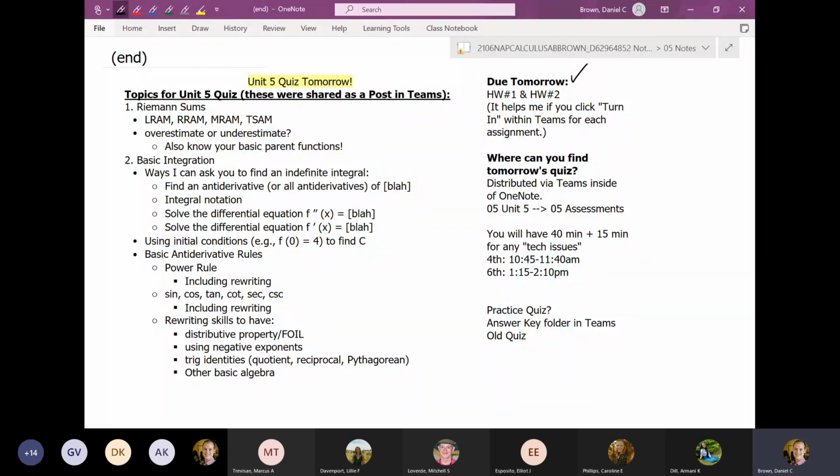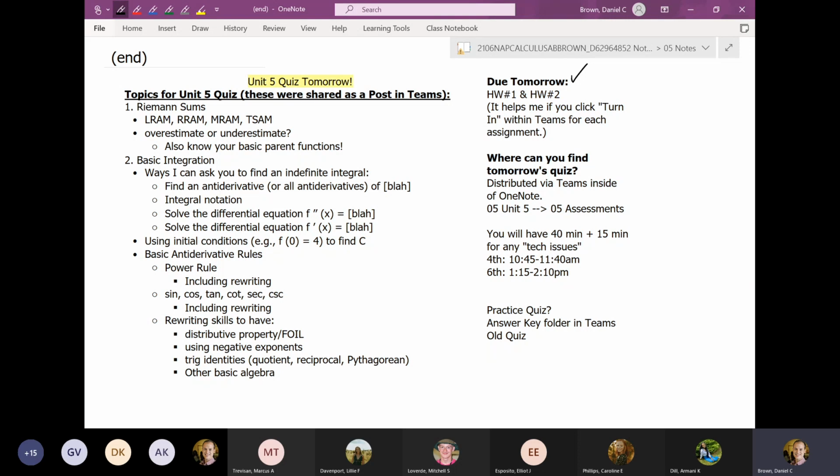But again, if you do it in OneNote, then it's going to show up in my OneNote once I sync it up. Where will tomorrow's quiz show up at for those of you new to me? It is going to be distributed via Teams through OneNote, so you'll be able to write on it using your Surface. You can also write on a sheet of paper and upload pictures.